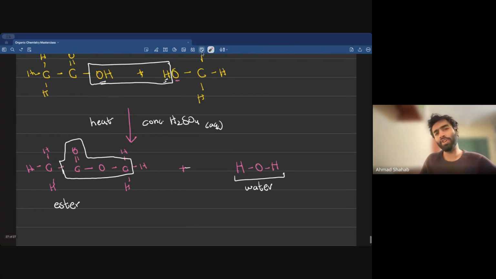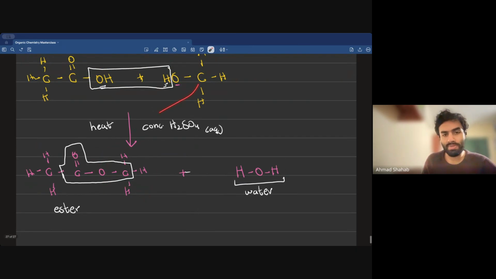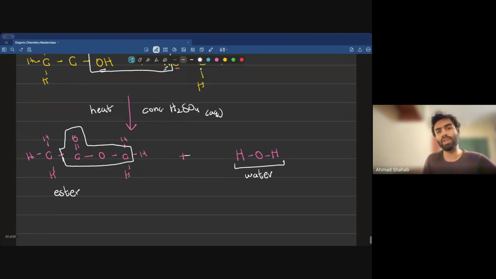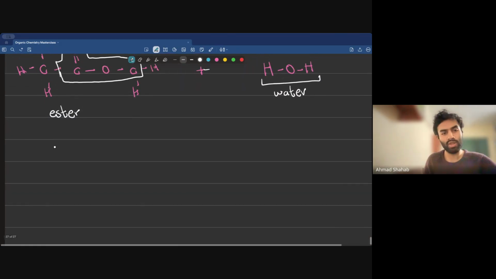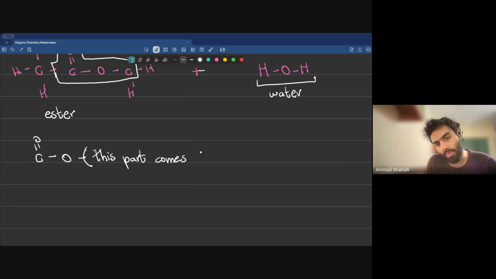So one thing I want you to realize is that this is the part that came from the alcohol, right? The CH3, this is the part that came from the alcohol, and this is the part that came from the carboxylic acid, right? So I'm going to write this for you so as for you to understand. You see, the part here, this part comes from the alcohol, right? This part comes from the alcohol.